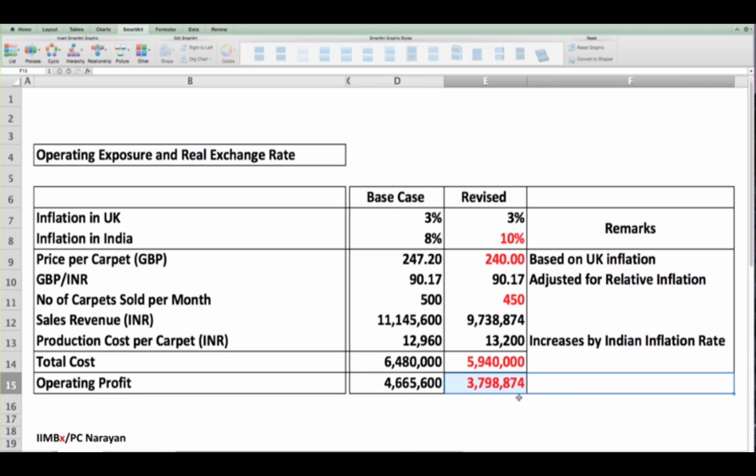in his sales volume. This takes the profits further down to 3.798 million. So what we started with, 4.665 million, has now come down to 3.798 million for a combination of three reasons. The inflation in India went up to 10% from 8%. The price per carpet for competitive reasons came down from 247 to 240, and the sales volume, again for competitive reasons, came down from 500 to 450. Now this, as you can see, is a combination that has seriously impacted the operating profit of the Indian exporter.